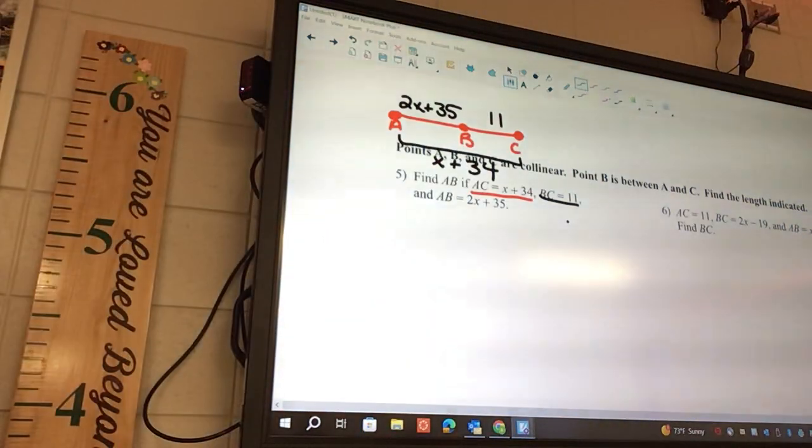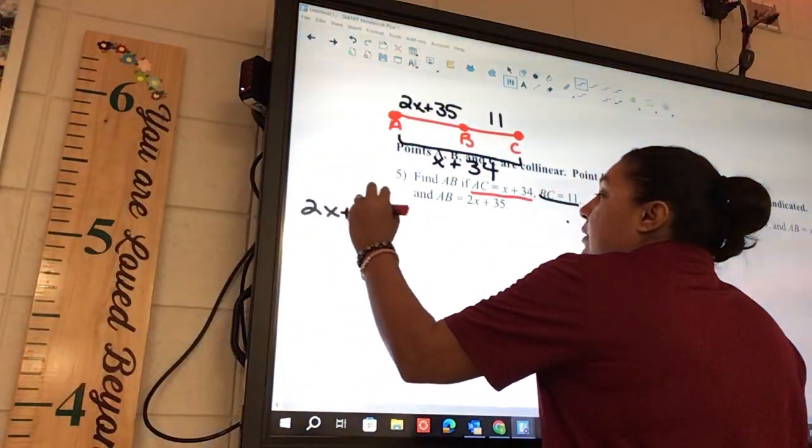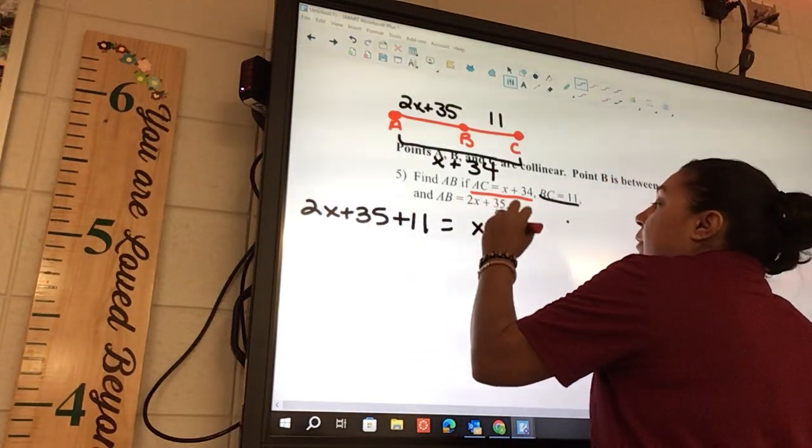Okay, so now this looks just like the front page, and it's going to be essentially the same. So we're going to go ahead and say 2x plus 35 plus 11 equals my big one, which is x plus 34.